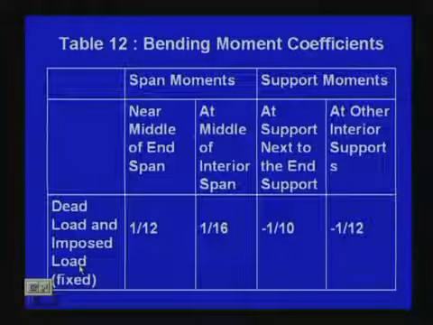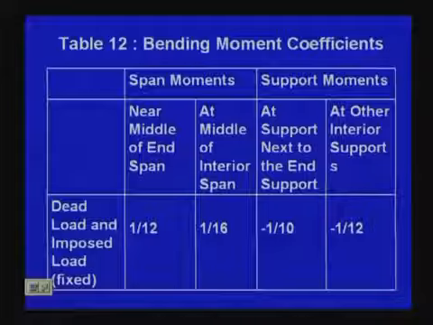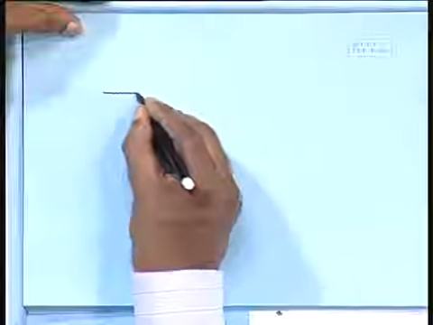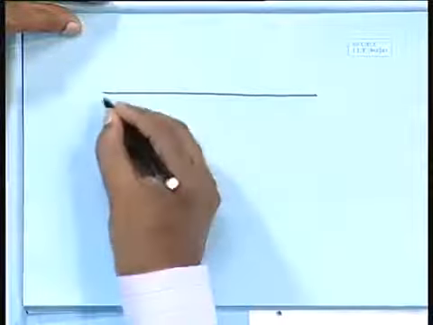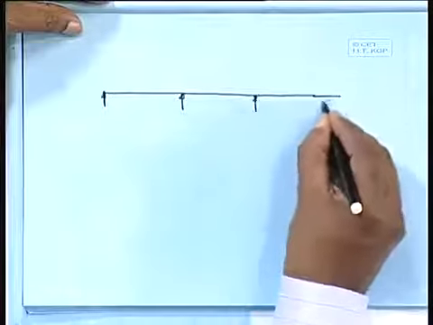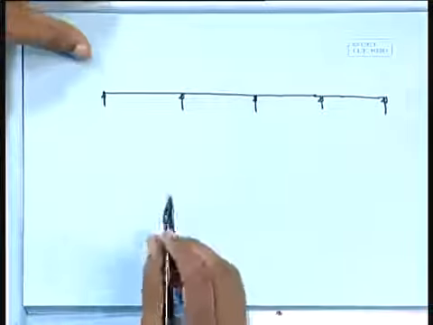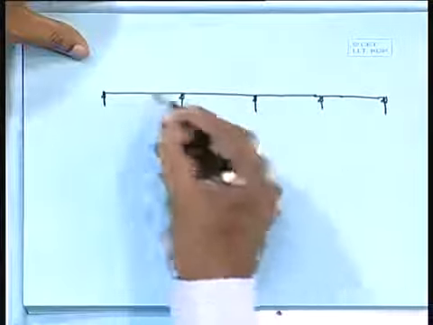Loading such as chairs or any machine that is fixed in its position, we take as a fixed imposed load. So in that case, near the middle of the end span, what does it mean? So we can take this problem. Near the middle of the end span, why near the middle of the end span?